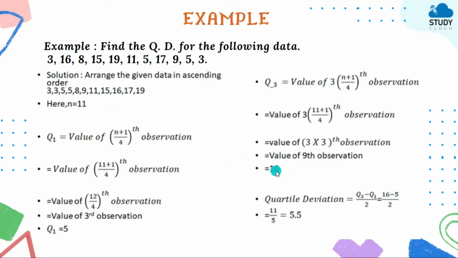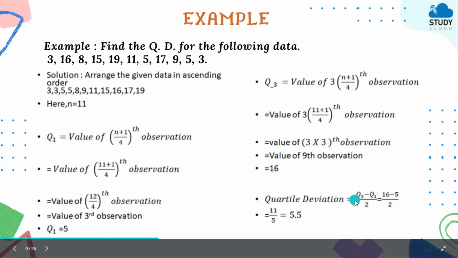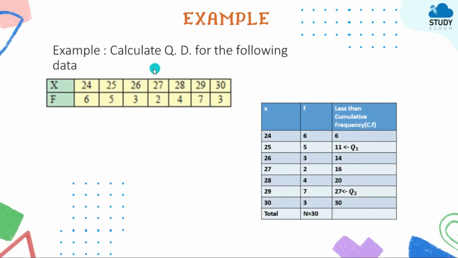Now just put the formula of quartile deviation. Q3 minus Q1 upon 2. That is 16 minus 5 upon 2, which will give you 5.5. Let's see one more example. Now here, calculate quartile deviation for the following data.